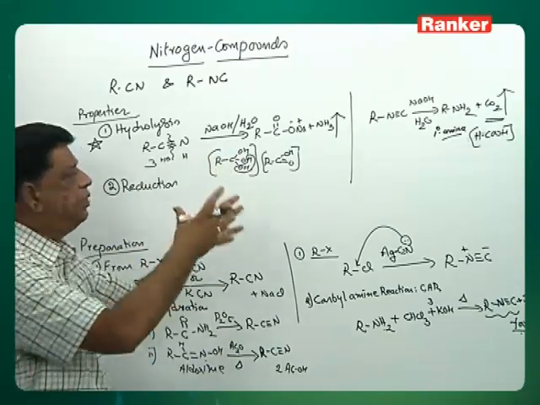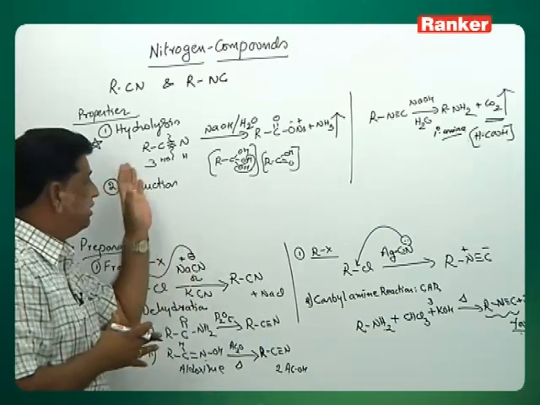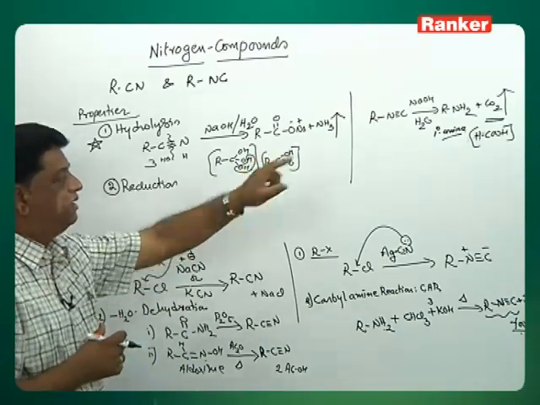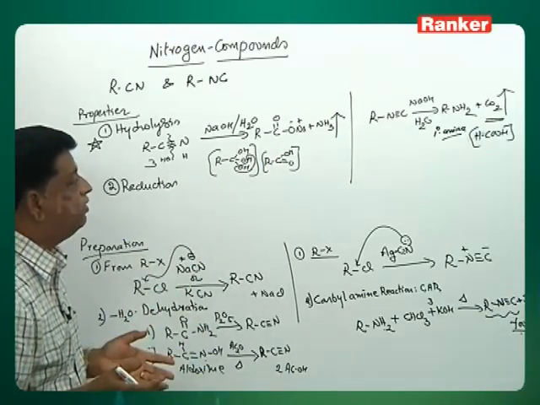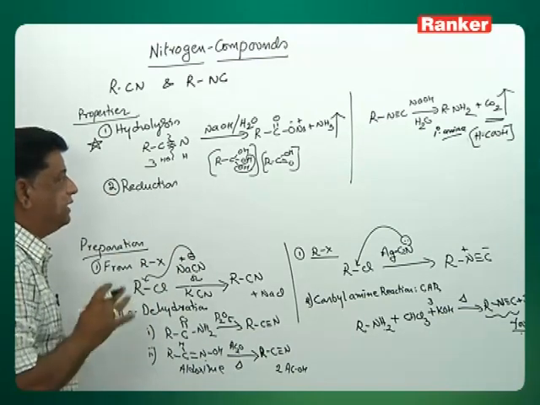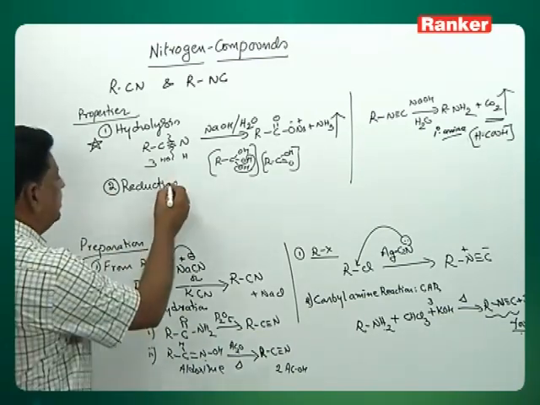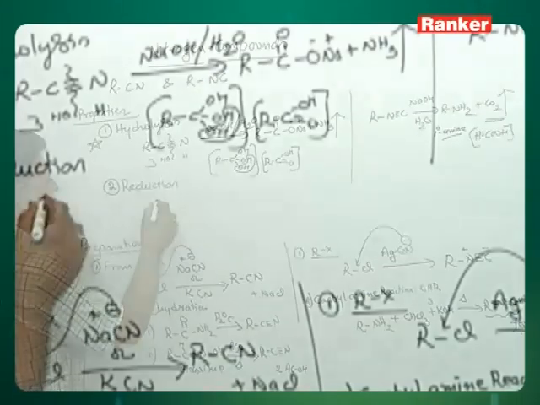How you test the ammonia is a different issue, but liberating the ammonia is for the cyanides, whereas isocyanides will liberate the 1 degree amines that will not be given out of the flask, the test tube, so therefore you don't find ammonia liberation there. Now reduction may not be the differentiating test, but reduction also will give a different answer.